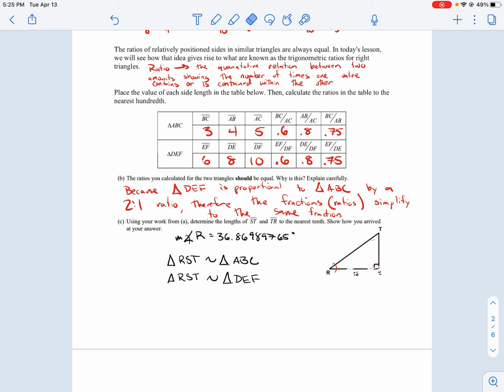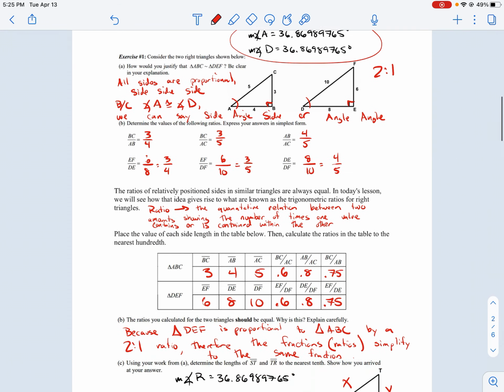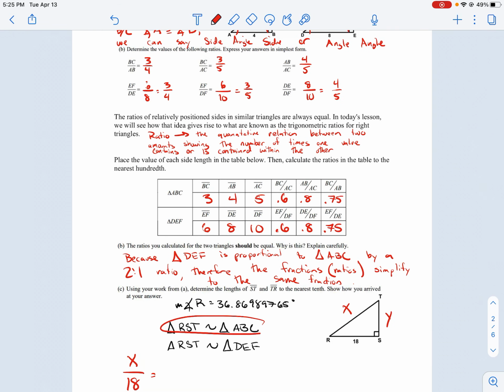So anyway, here's what we're going to have to do. I'm going to set this equal to x, and that equal to y, because we don't know what those are yet, okay? So I'm going to set up a proportion. I'm going to go x over 18, okay, is equal to. I'm going to go back up to the top, and I'm going to use this triangle right here, okay?